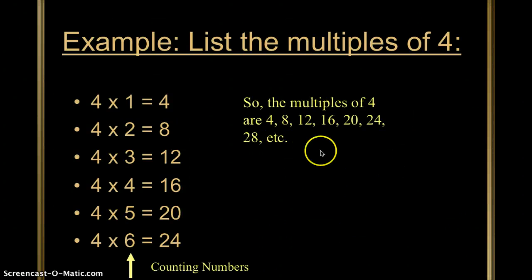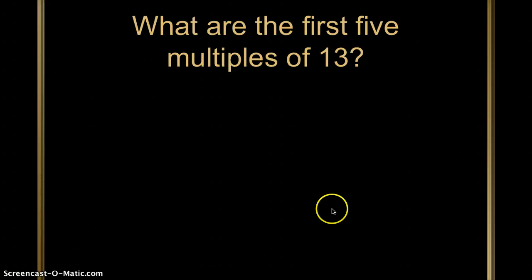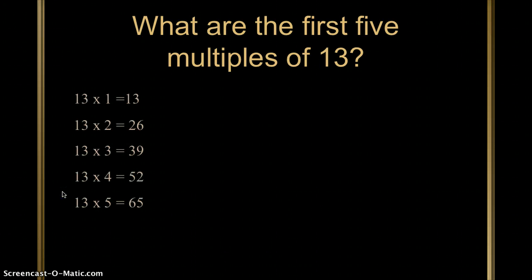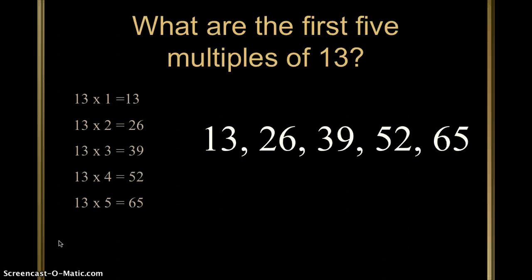All right. So what are the first 5 multiples of 13? So you do 13 times 1 is 13, 13 times 2 is 26, 13 times 3 is 39, 13 times 4 is 52, 13 times 5 is 65. So the first 5 multiples of 13 are 13, 26, 39, 52, and 65.